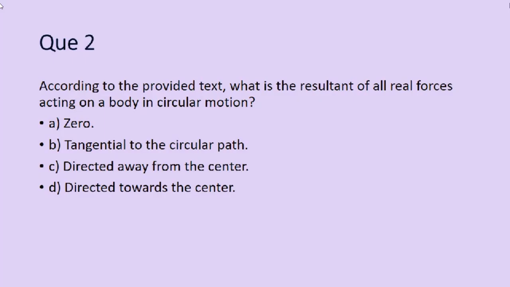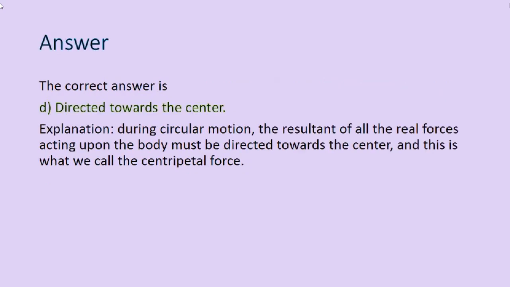Question number 2. According to the provided text, you refer to Navneet's textbook. What is the resultant of all the real forces acting on a body in a circular motion? We are supposed to find the resultant of all the real forces. Option A, 0. Option B, tangential to the circular path. Option C, directed away from the center. And option D, directed towards the center. And the correct answer is option D, directed towards the center.